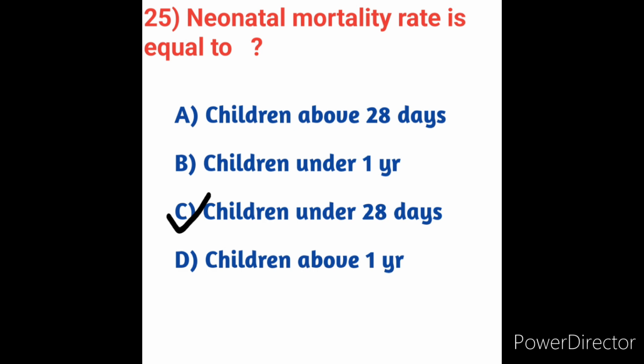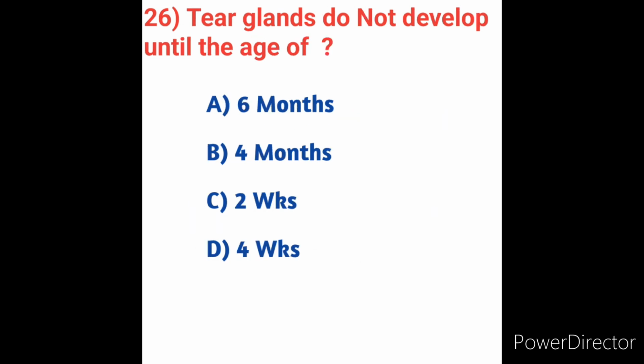Next we will move on to question number 26. Tear glands do not develop until the age of what? The tear glands will not develop until the age of, from the options. Option A 6 months, option B 4 months, option C 2 weeks, option D 4 weeks.